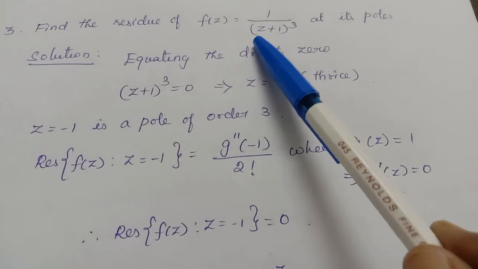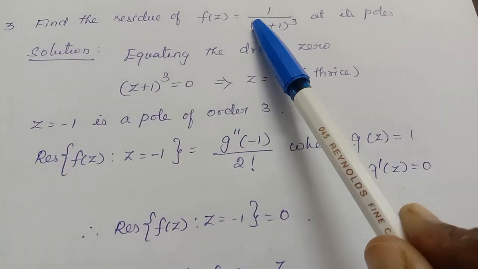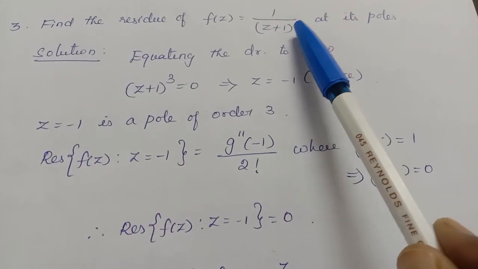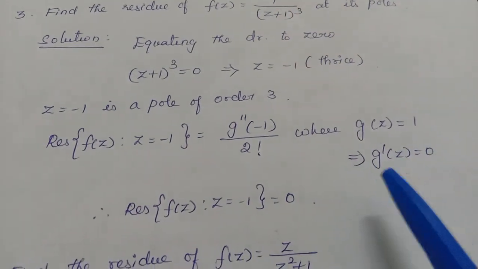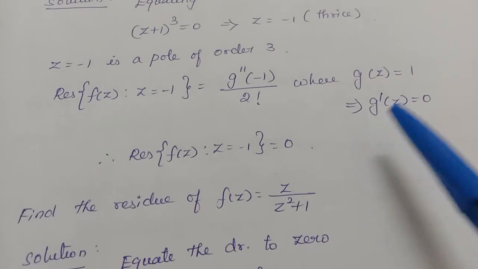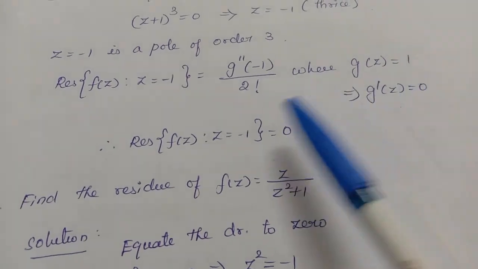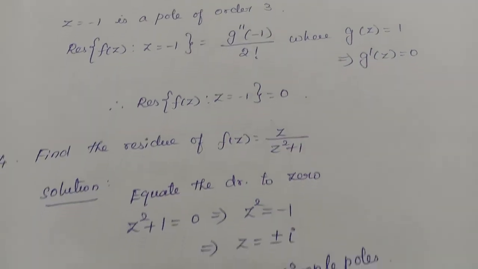What is g? The term containing the pole, omit it. The remaining is called g. So remaining only you have 1. So g of z equal to 1. If you differentiate any constant, the value is 0. So the residue is also equal to 0.